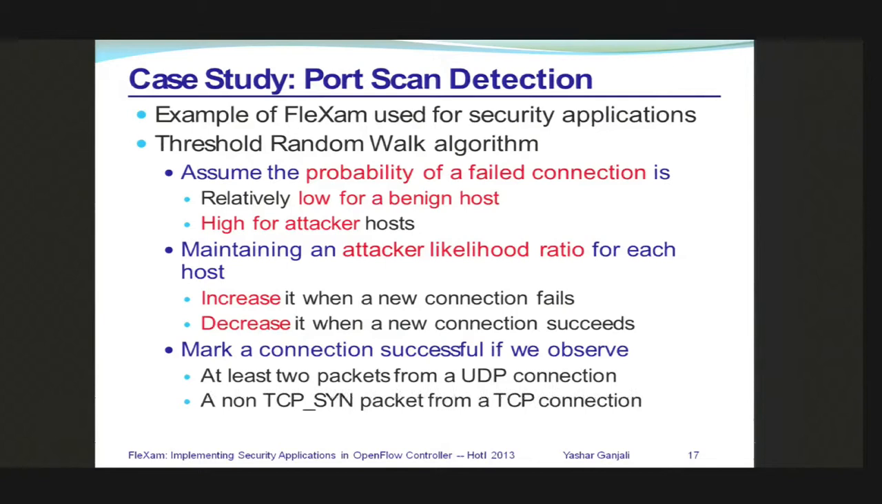And success and failure are basically defined this way. If you have two UDP packets on a flow, you call that a success. If you have at least one packet other than the TCP SYN packet on a TCP connection, we call that a success. Again, this is not something we came up with. This already exists, and it has been studied in the literature. We are just trying to implement it using FleXam.